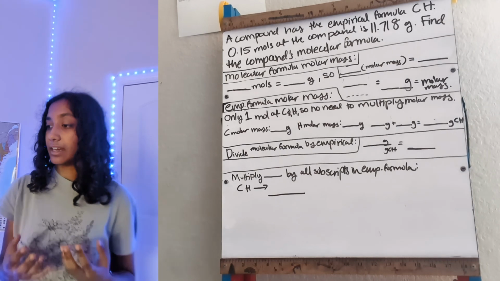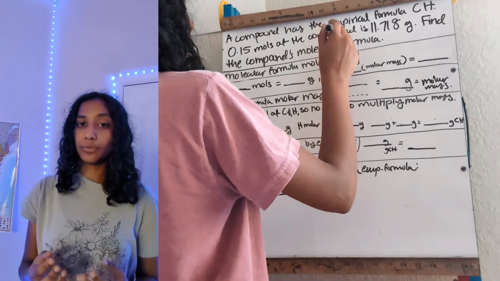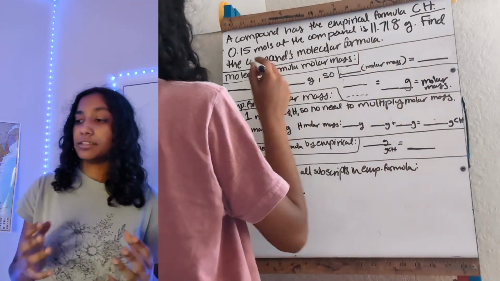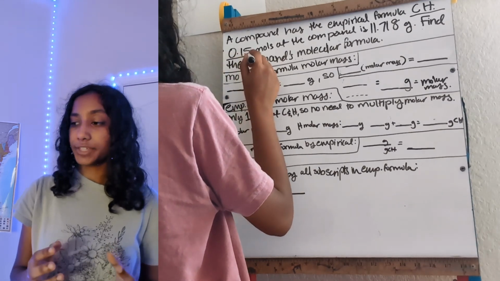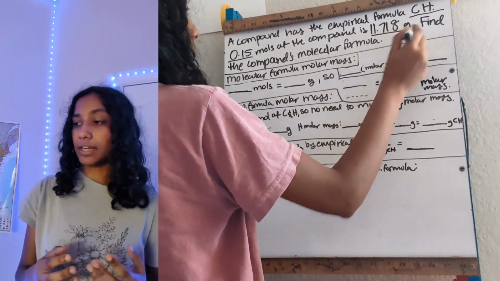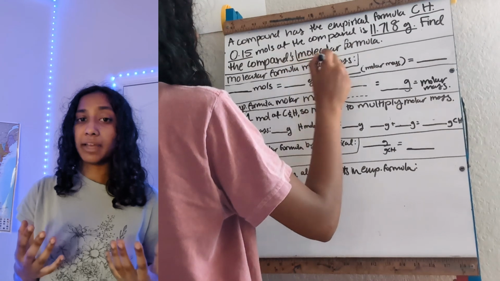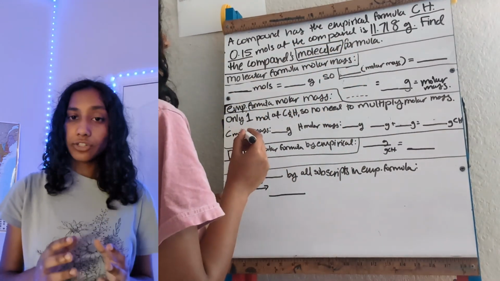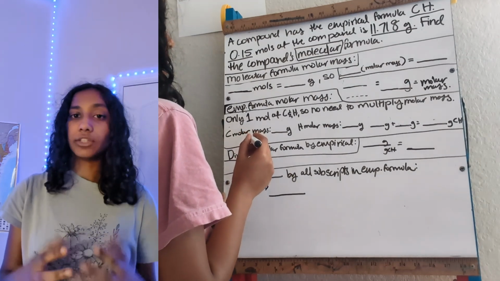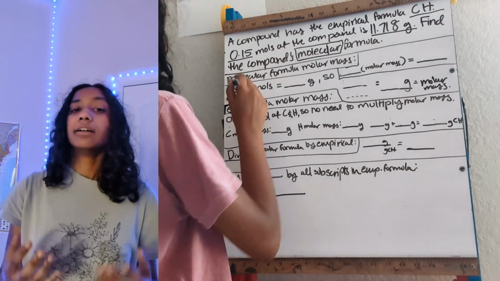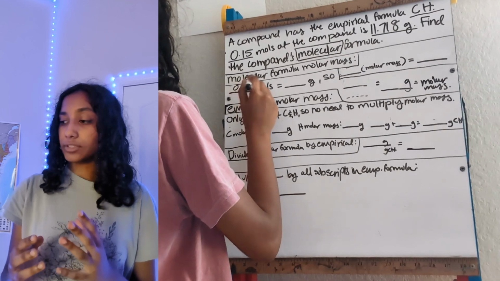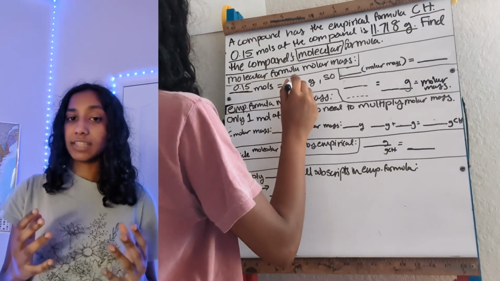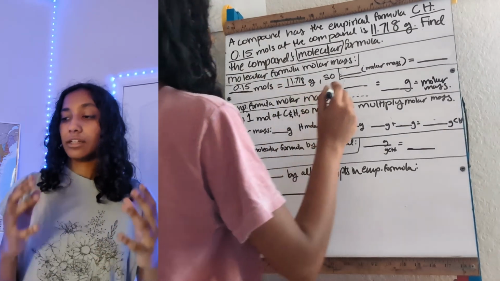This problem says that a compound has the empirical formula CH. 0.15 moles of this compound is 11.78 grams. And now the problem asks us to find the compound's molecular formula. First, we're going to find out the molar mass for the compound's molecular formula. 0.15 moles of the compound is 11.718 grams.